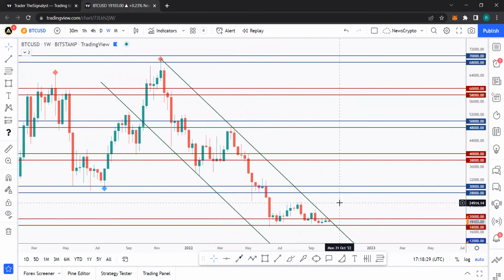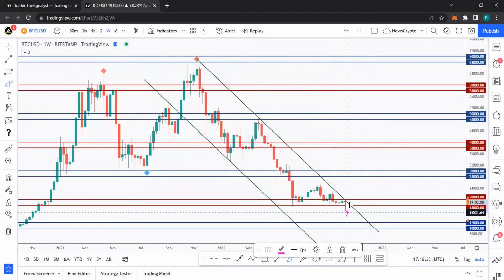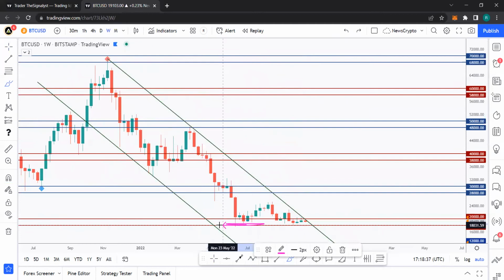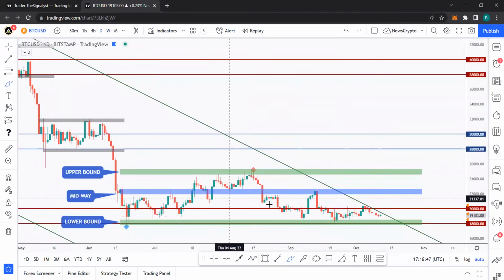Okay, and yeah, that's basically it. If we break below the 18K, we'll be expecting further bearish movement. We will break below this low. This low hasn't been broken yet. Okay, if it's broken, it wouldn't be good. Expect further pain.